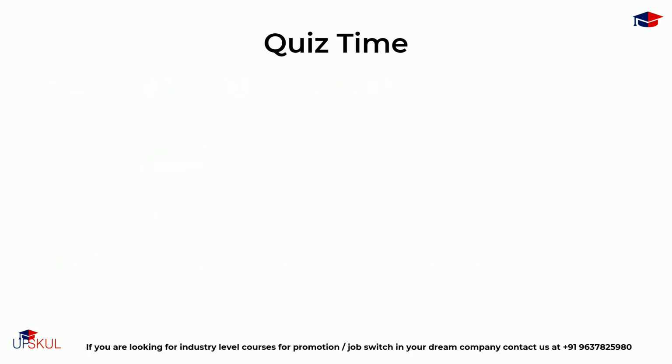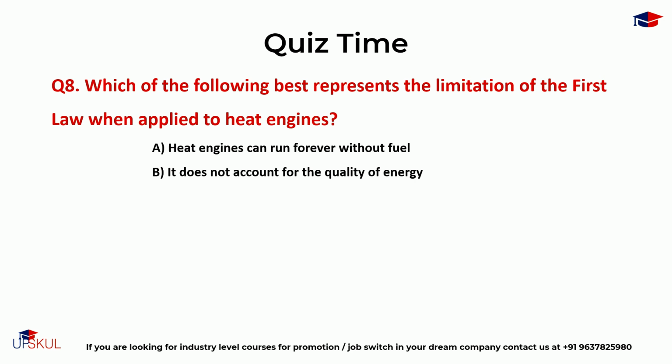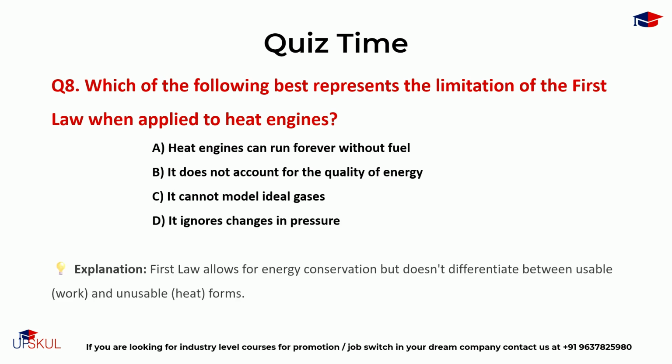Question 8. Which of the following best represents the limitations of the first law when applied to heat engines? A. Heat engines can run forever without fuel. B. It does not account for the quality of energy. C. It cannot model ideal gases. D. It ignores changes in pressure. Now, first law allows for energy conservation, but it does not differentiate between usable and unusable forms of energy. So, answer will be B.